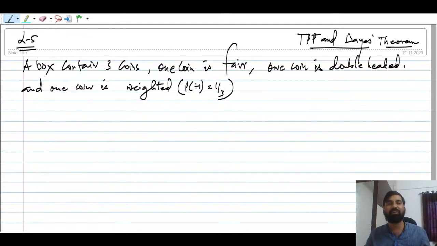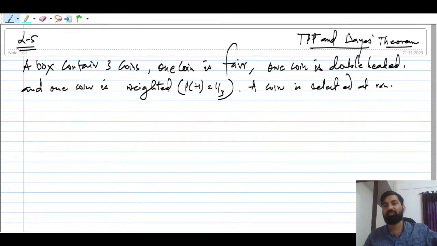Now the experiment will start. A coin is selected at random. This is the experiment they have mentioned: a coin is selected at random, and then tossed.